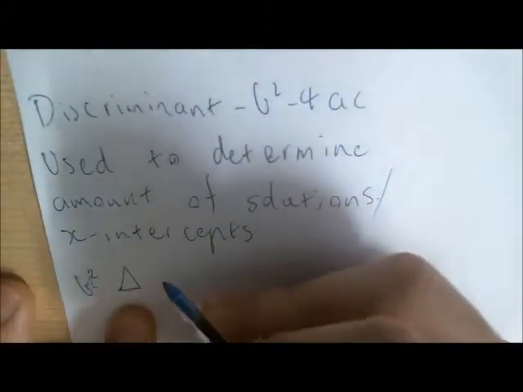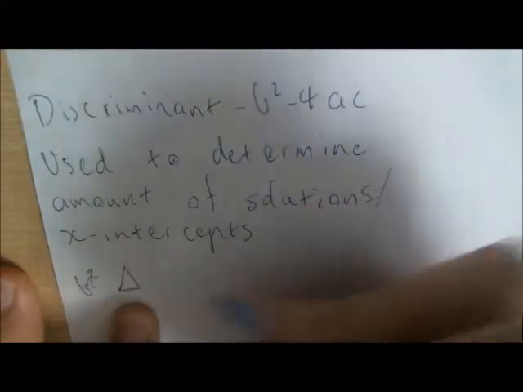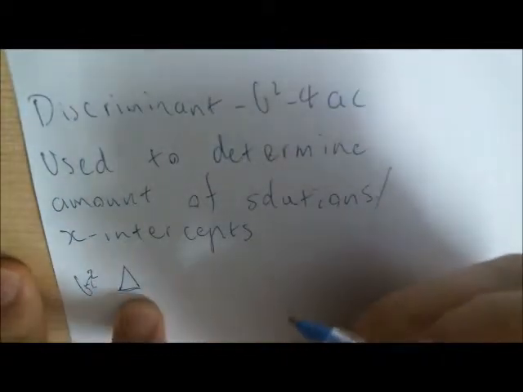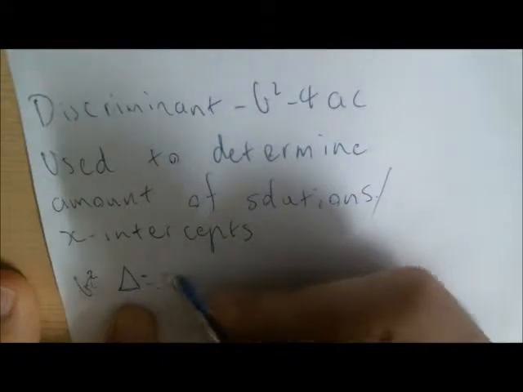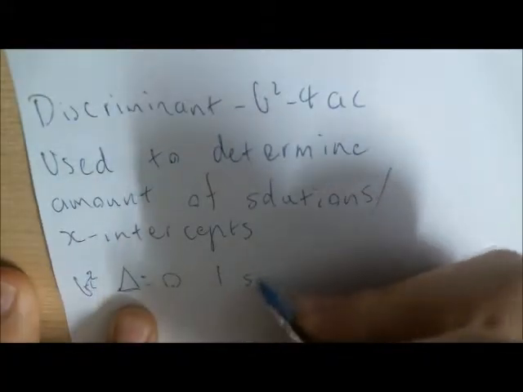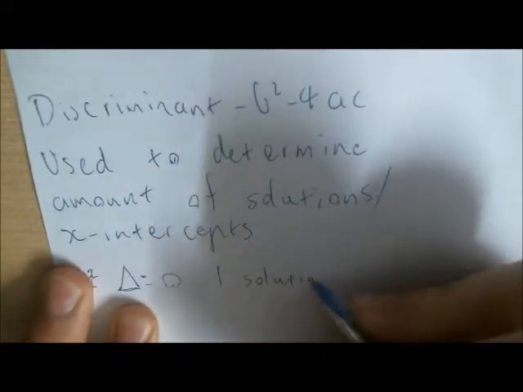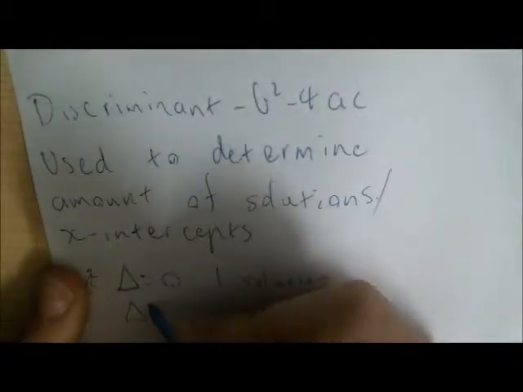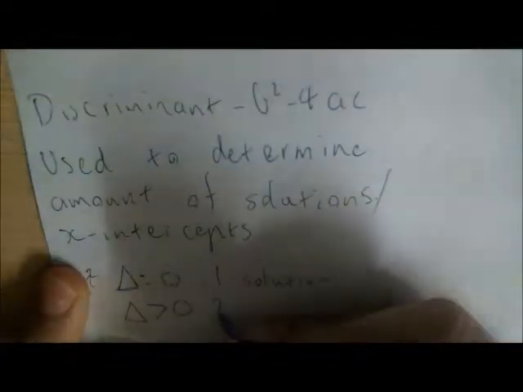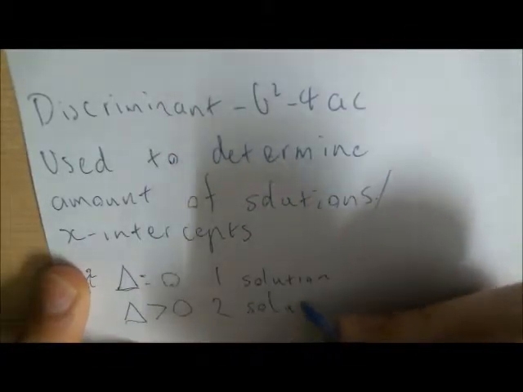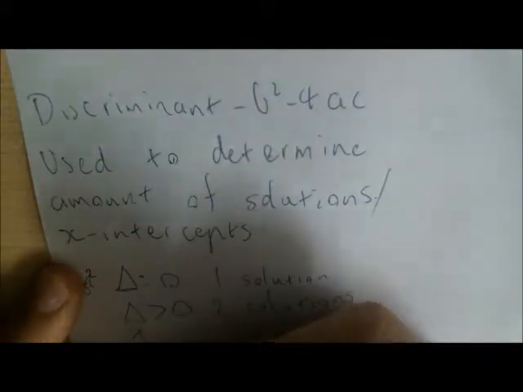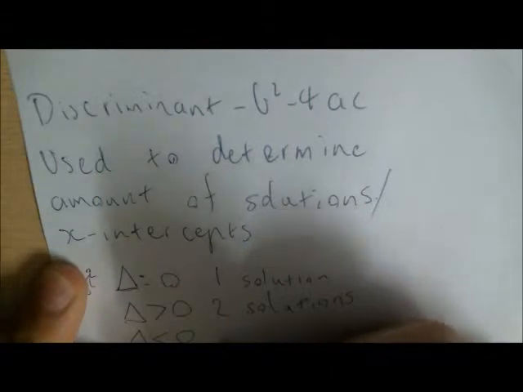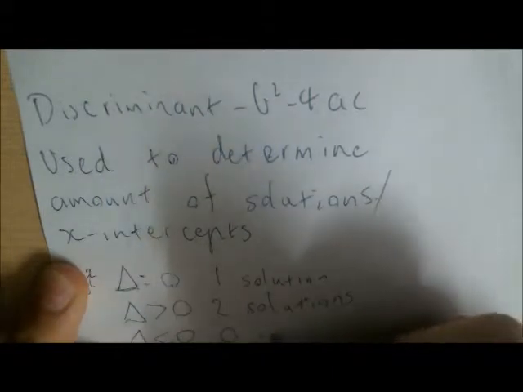if the discriminant, so we usually do it by a triangle, is equal to 0, there's one solution. If it's greater than 0, there's two solutions. And if it's less than 0, then there are no solutions, 0 solutions.